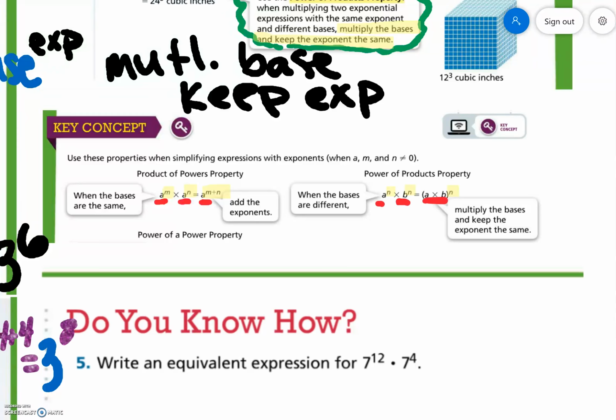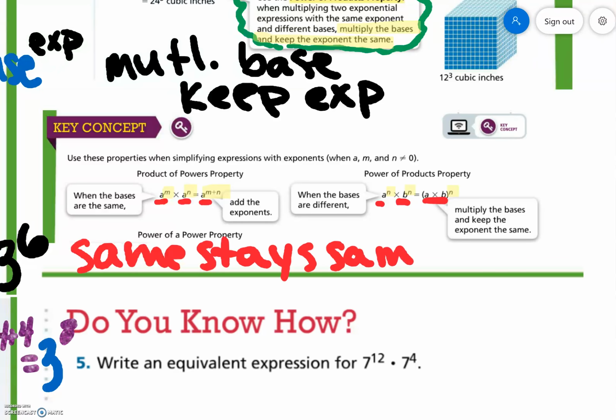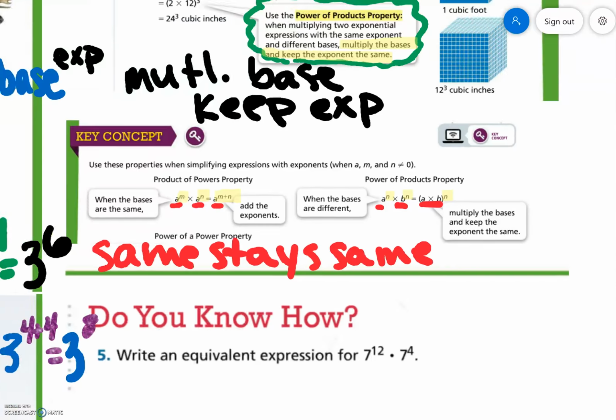So as a general rule of thumb, whatever's the same stays the same. And then you need to figure out if it's an exponent, you need to add them. If it's the base, you need to multiply.